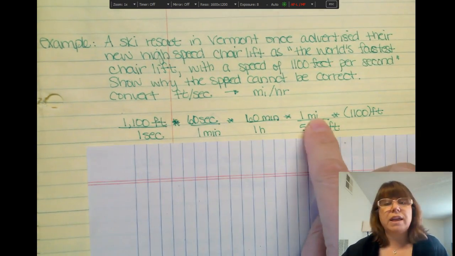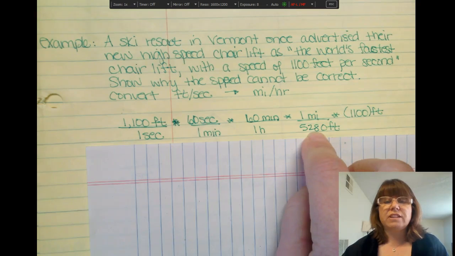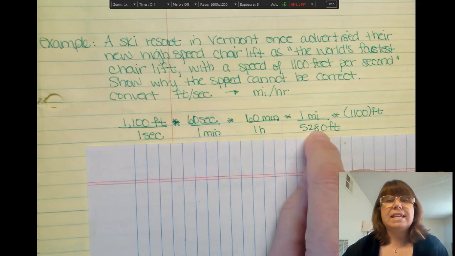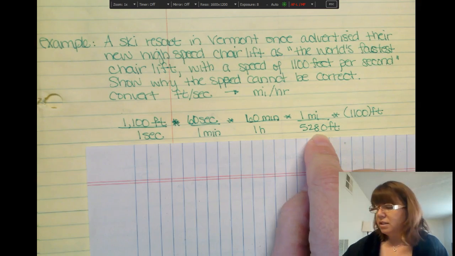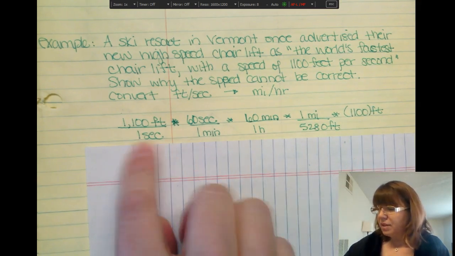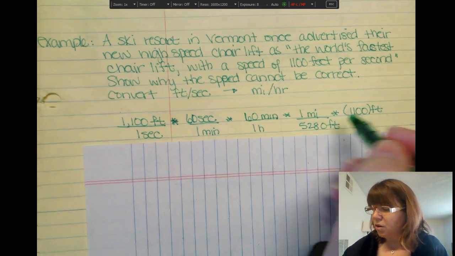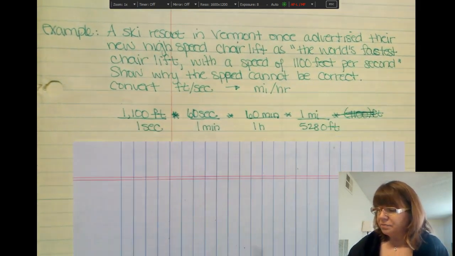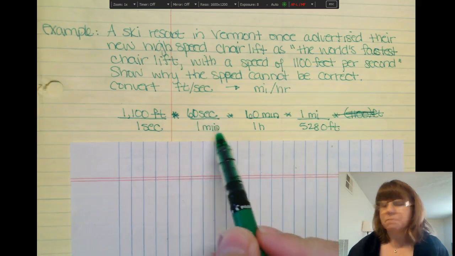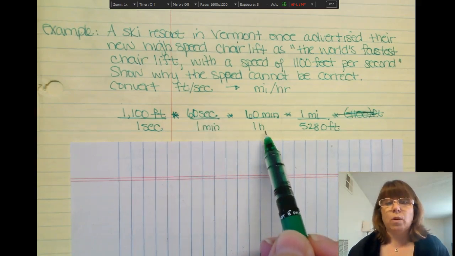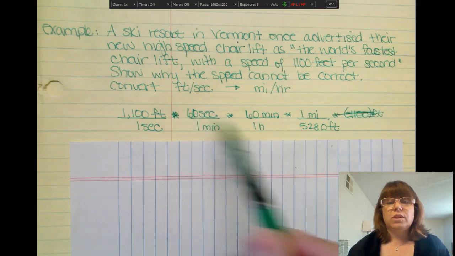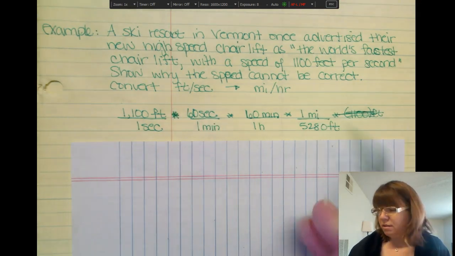change the feet to miles, and I do have a conversion factor, which is 5,280 feet in a mile. Since I want to end up with miles in the numerator, I definitely want to cancel out my feet by putting my conversion factor of feet in the denominator. Right? So ultimately, cross that off there, I don't need it. Seconds will cancel out seconds, minutes will cancel out minutes, I'm left with hour. Feet will cancel out feet, leaving me with mile.